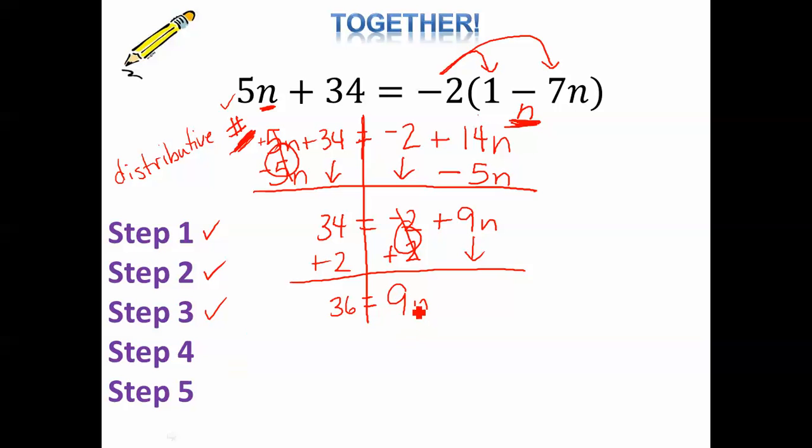Divide by the number next to the variable. Here's our variable. Here's our number next to the variable. So we're going to divide by 9. If we divide the right side by 9, we have to divide the left side by 9. So the 9's cancel. We're left with n equals 36 divided by 9, which is 4. Step 4 is done. Step 5 is not needed because our variable is not squared. So we have now solved one problem together.